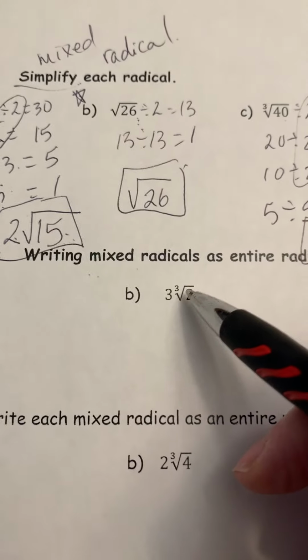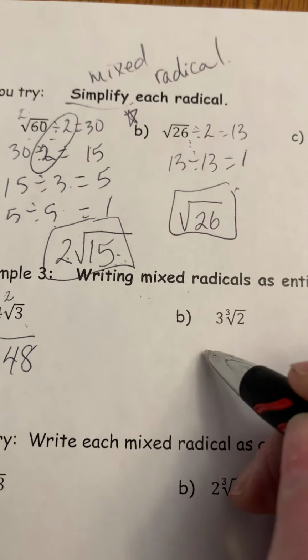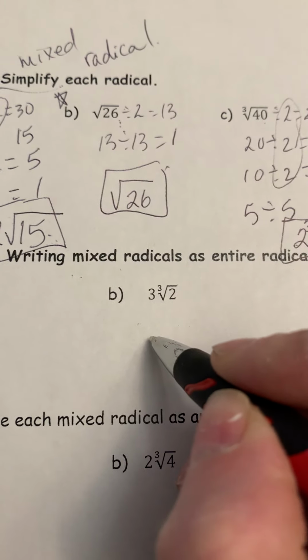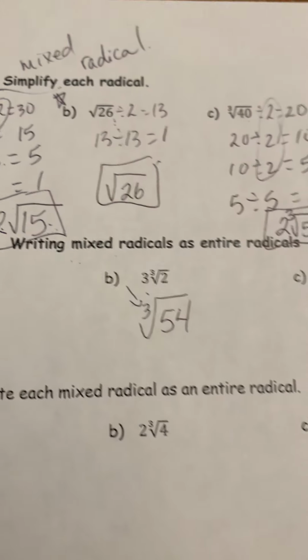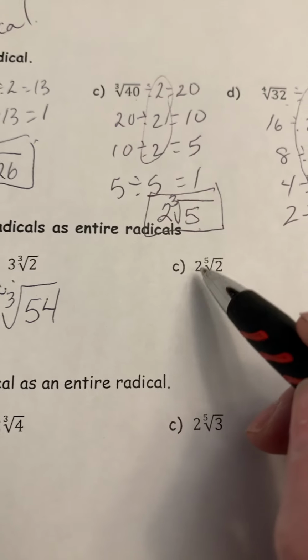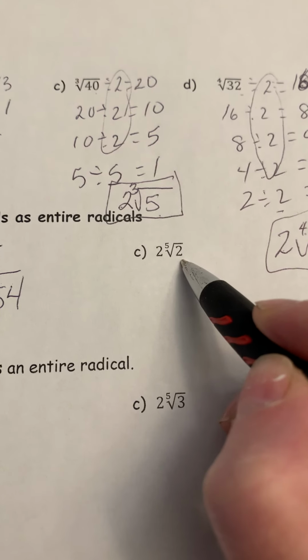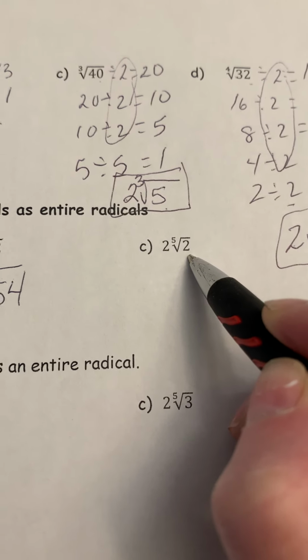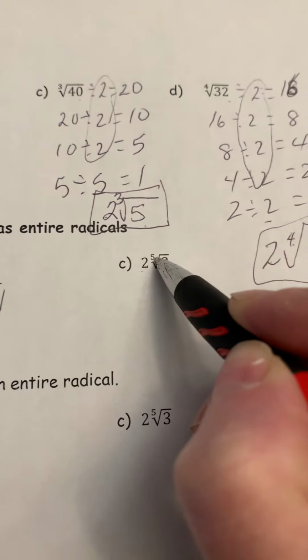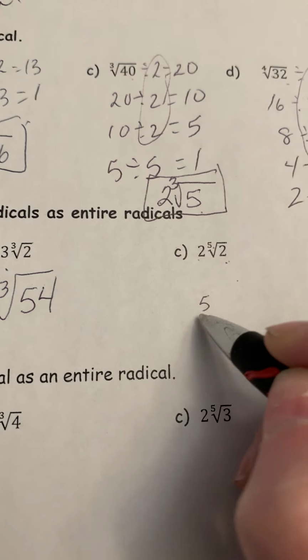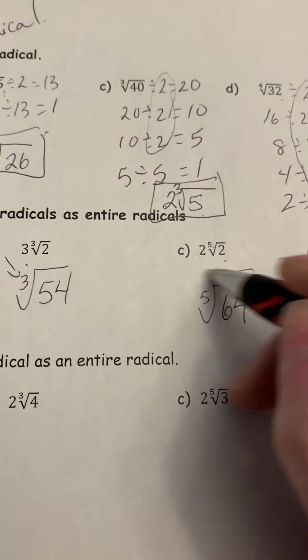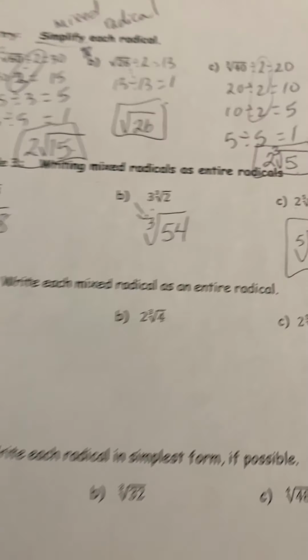Here, 3 cubed is 27, right? And 27 times 2 is 54. One thing we don't want to forget is that index. 2 fifth root 2. That's how we'd say that. So what's 2 raised to the exponent 5? 32. 32 times 2 is 64. Mixed radical, entire radical.